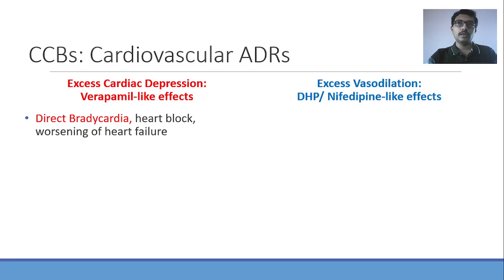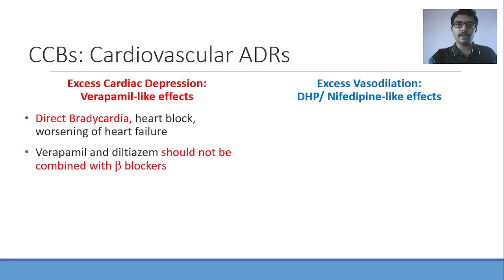Because these, that is verapamil and diltiazem, both of these can produce direct bradycardia, you should be very careful. You should not combine them with beta blockers, because beta blockers also produce bradycardia and heart block, and they act by a different mechanism. If you combine beta blockers with verapamil or diltiazem, what is going to happen? Both of these will produce supraadditive heart block, supraadditive cardiac depression that can be very dangerous for the patient. So remember, you should not combine verapamil or diltiazem with beta blockers. You should not combine non-DHPs with beta blockers.